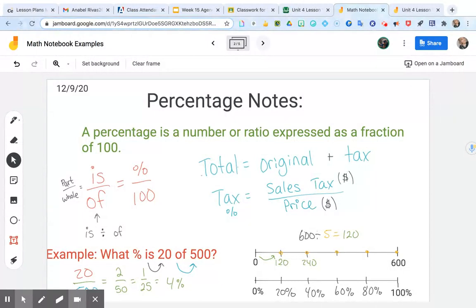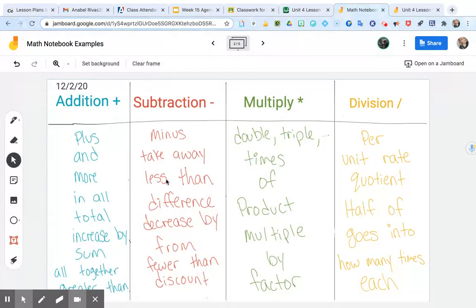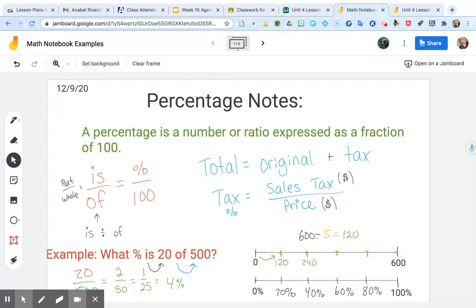And then if you click this arrow, slide 2 is the second note that you should have in your notebook already. We wrote down words that tell us what to do, so what kind of operations to do. The other slides are from previously, but you should have this one and this one in your notes. And you'll take a picture of that next Wednesday.